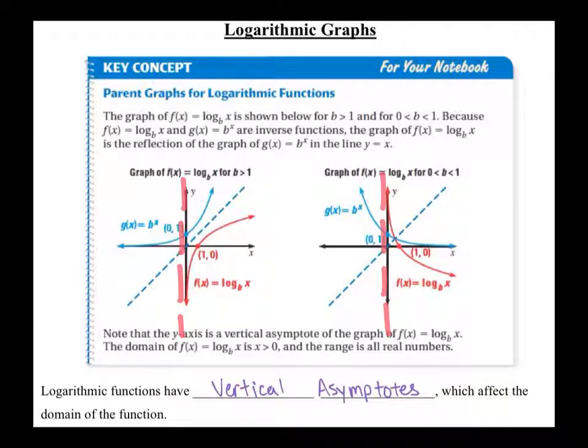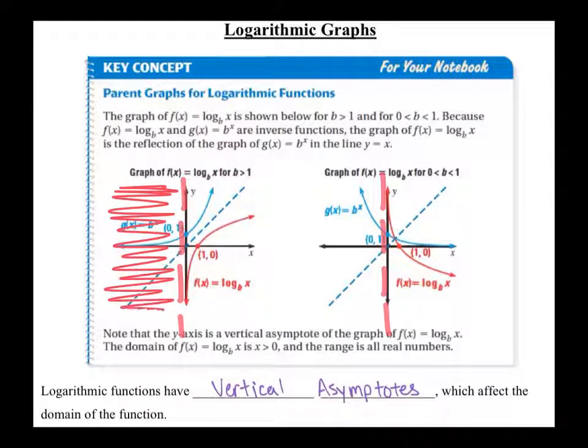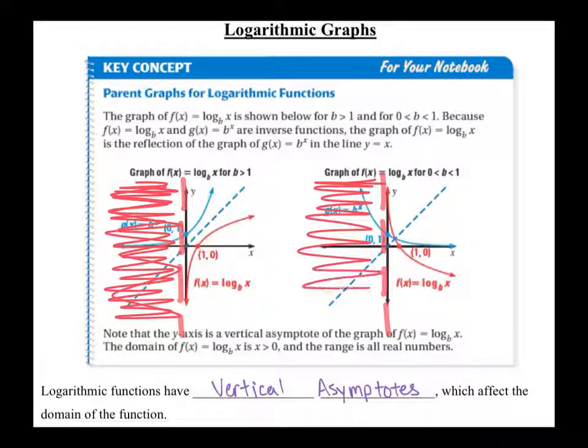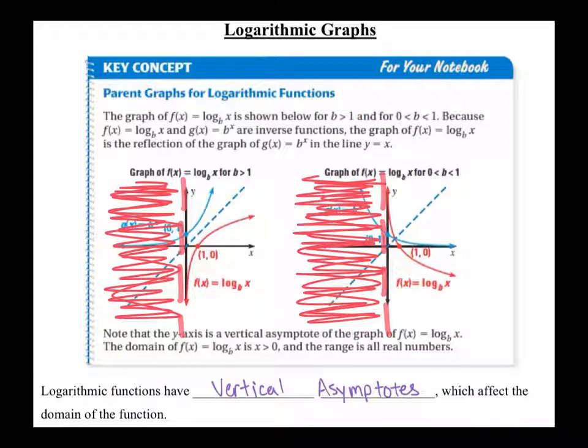When you graph logs, there's never going to be anything to the left-hand side of that asymptote, wherever it may be. It could be to the left or right of the origin, but wherever it does end up being, there's never going to be anything on the left-hand side of it. So that's what that piece says down there at the bottom.